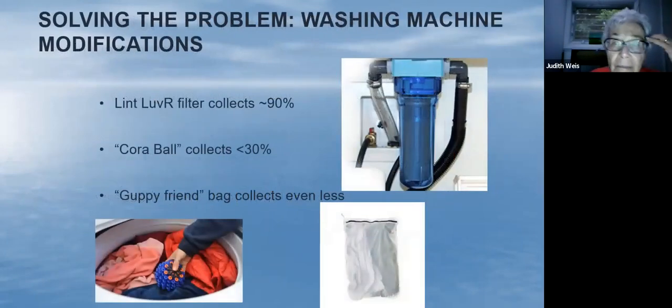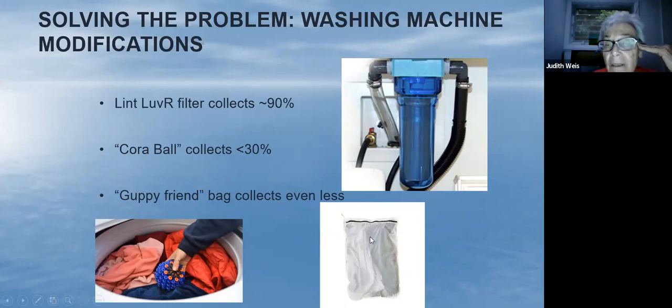Some solutions, people are looking into solutions. There is a filter called a Lint LUV-R filter that can be purchased and attached to your washing machine that collects the vast majority of the microfibers, 90%. There is this thing that you can buy for a small amount of money called a Cora Ball that you can just put in your washing machine with the clothes, and it collects some, but it's only 30%.